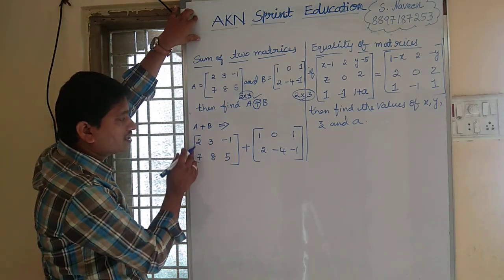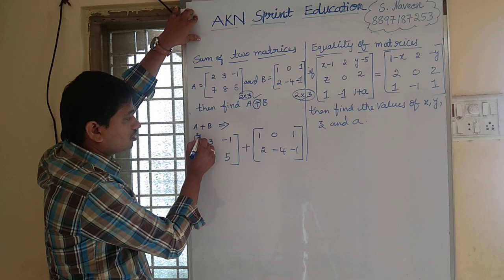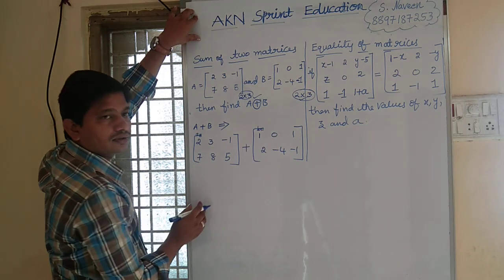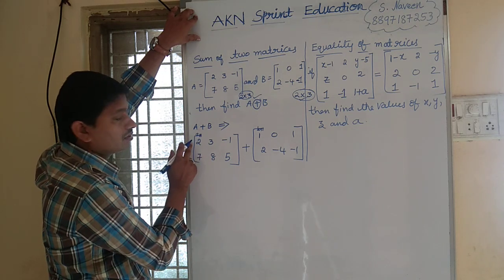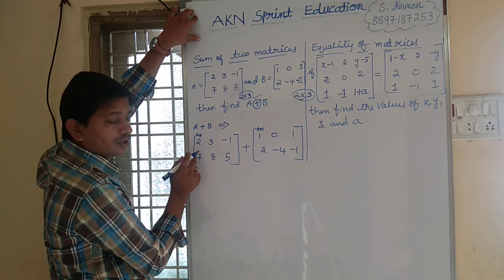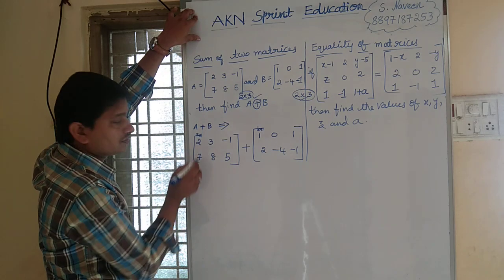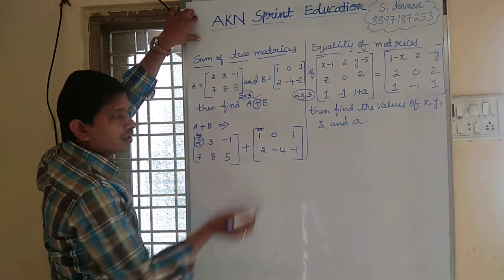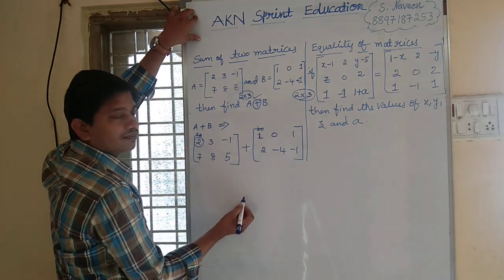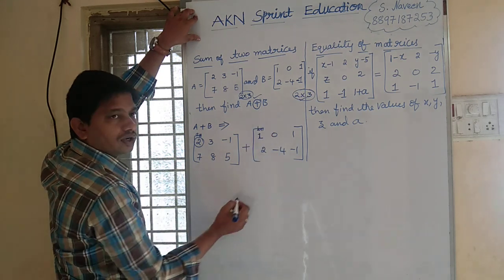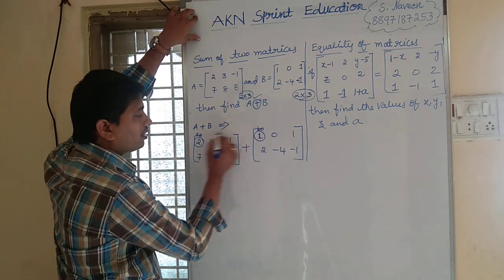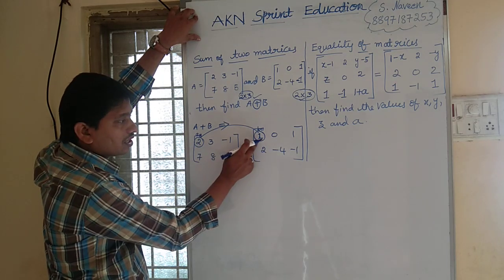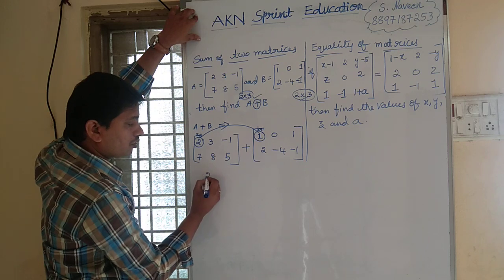For example, this is the matrix A, so this is A11. And this is the matrix B, this is B11. First, A11. What is the element A11? That is 2, which is in first row, first column. And here B11 is equal to 1, which is also in first row, first column. So we need to add corresponding elements. What is the corresponding element of 2? The corresponding element of 2 is 1. I mean 2 plus 1.